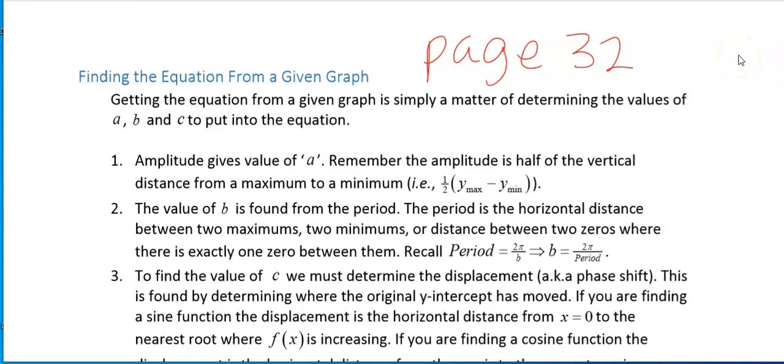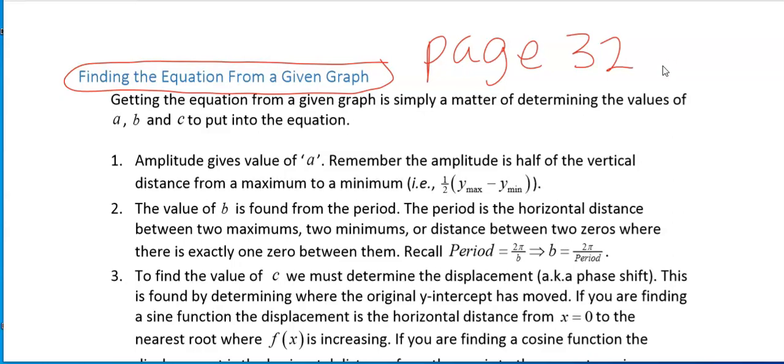Hello, welcome back everyone. This is going to be the last video for unit number 4, the last topic that we have to look at in this unit. It's called finding the equation from a given graph, and it's kind of the opposite to what we've been doing over the past few videos.